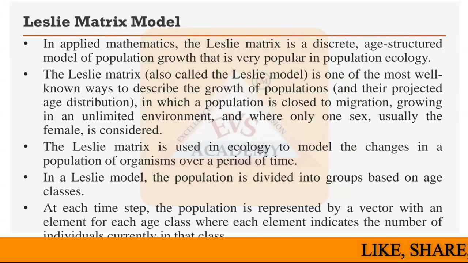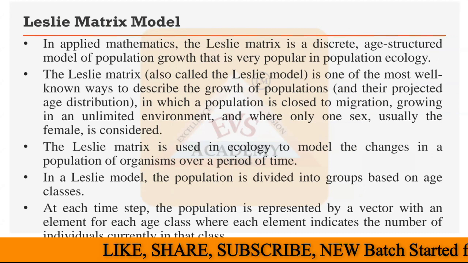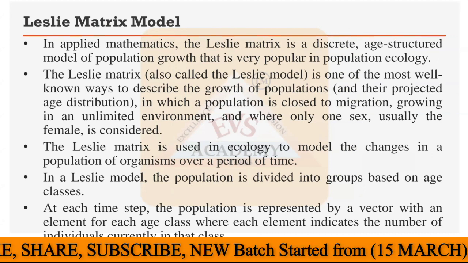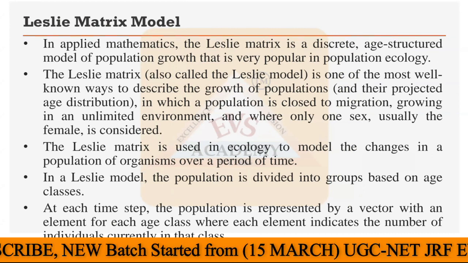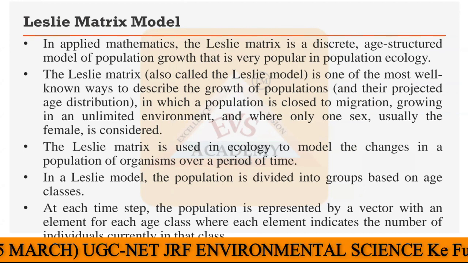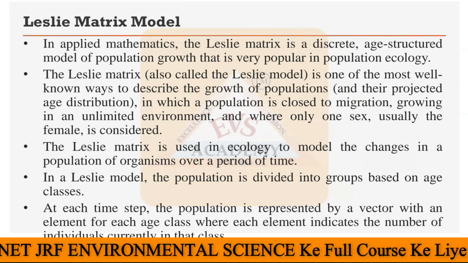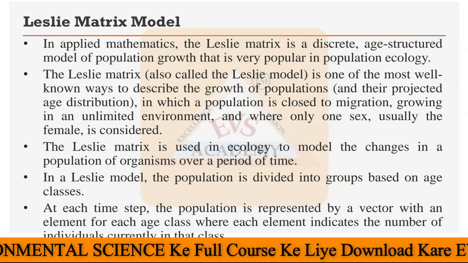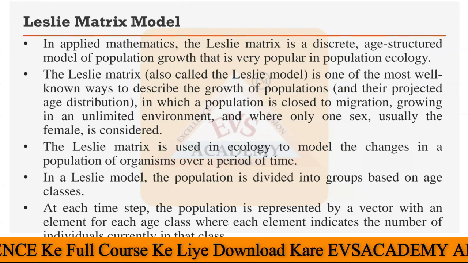The next thing that we have to discuss is the Leslie matrix model. This is the second model that we have to discuss after the Lotka-Volterra model. In applied mathematics, the Leslie matrix is a discrete age-structured model of population growth that is very popular in population ecology. So what is the meaning of this line?